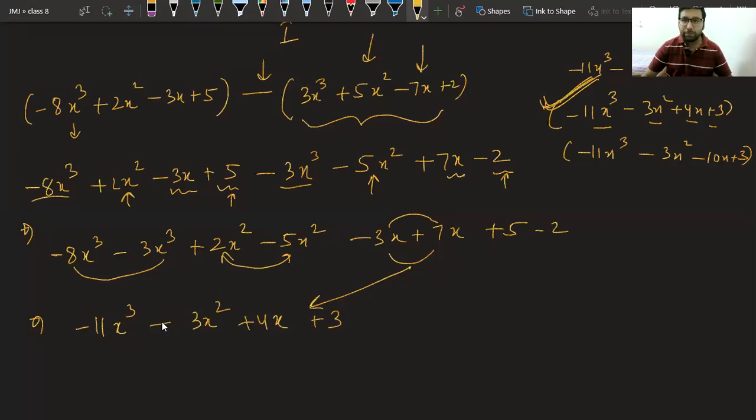Who gave it? Minus 11x cube minus 3x square plus 4x plus 3. So whosoever gave this answer, they are correct. Okay, so we now see where we make the mistake: in changing the sign. Yes, in changing only one sign you make the mistake.